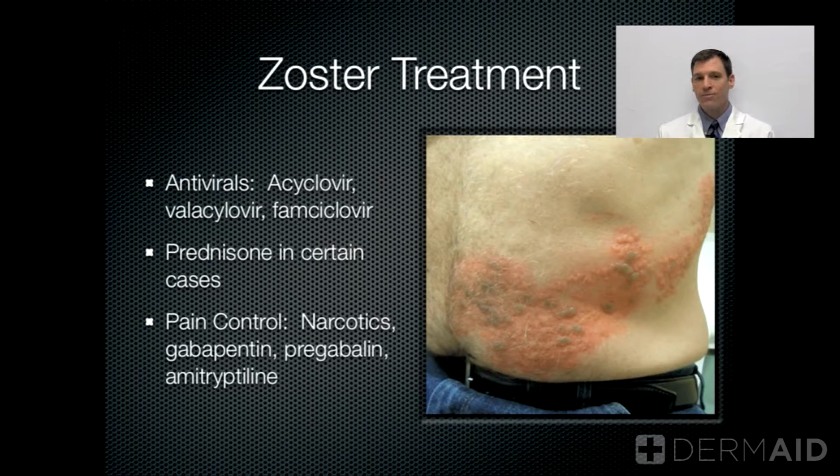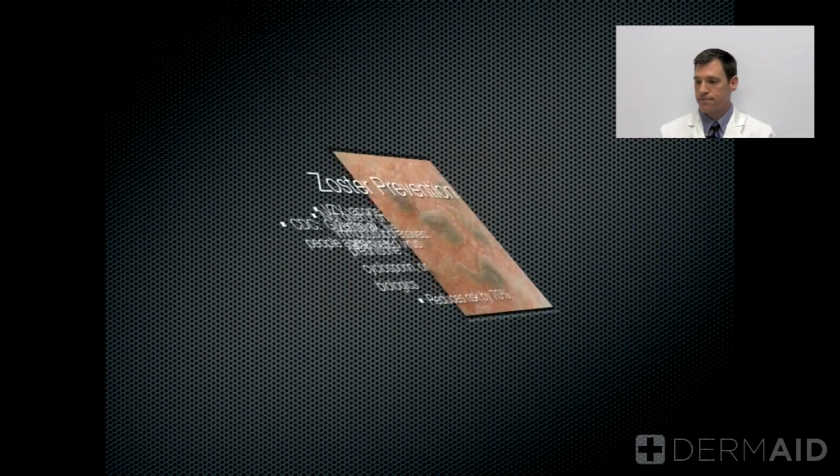Pain control is important because this can be excruciatingly painful in some cases. Sometimes oral narcotics are used to control the pain. Sometimes simply non-steroidal anti-inflammatories like ibuprofen or Tylenol can also be used. There are some pain modulating drugs such as gabapentin, pregabalin, or amitriptyline that can be used. These modulate the way our brains perceive the pain, and they're good for more long-term pain control in post-herpetic neuralgia.